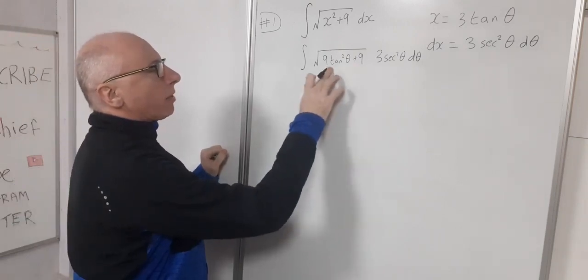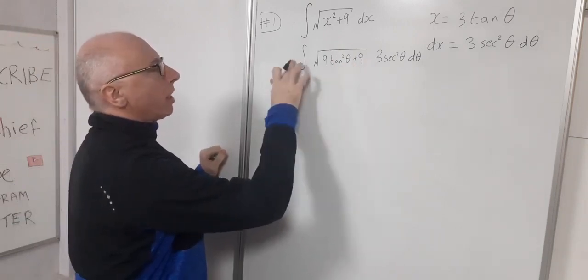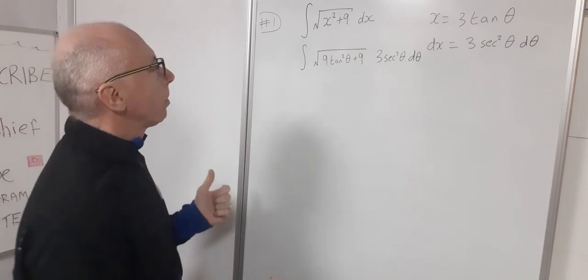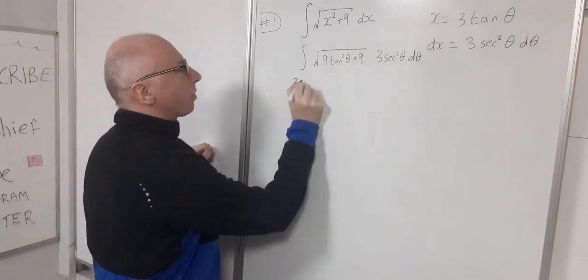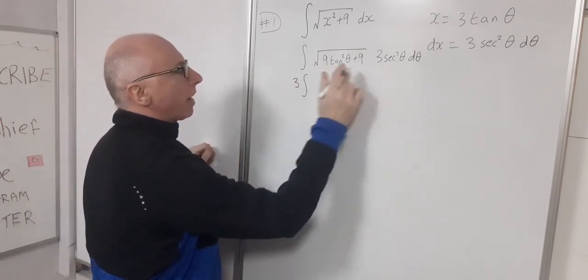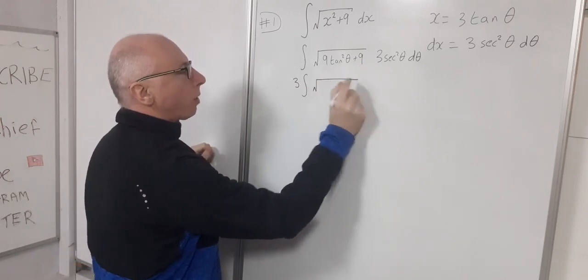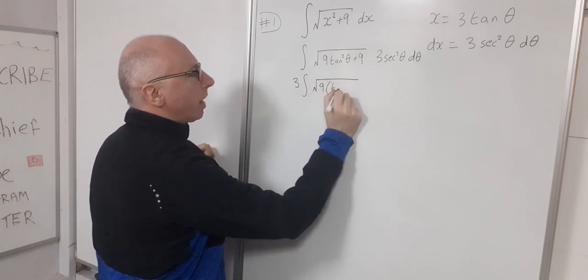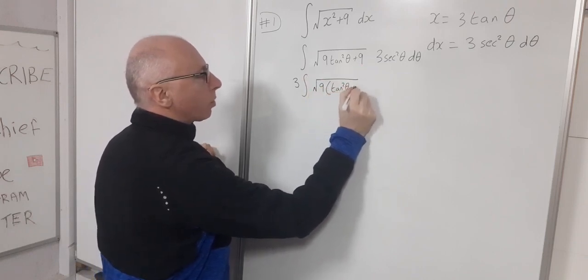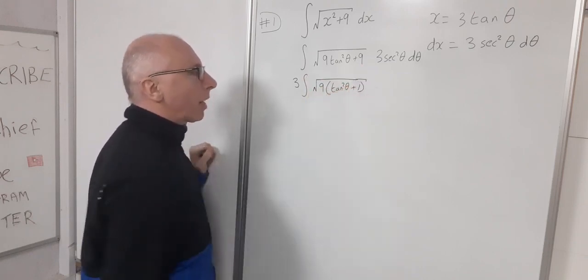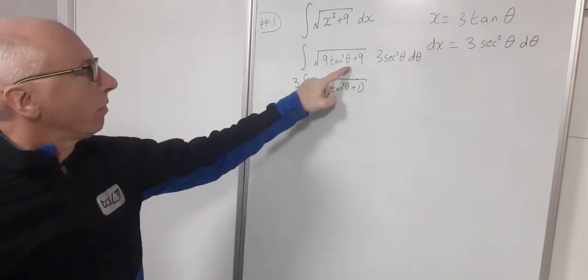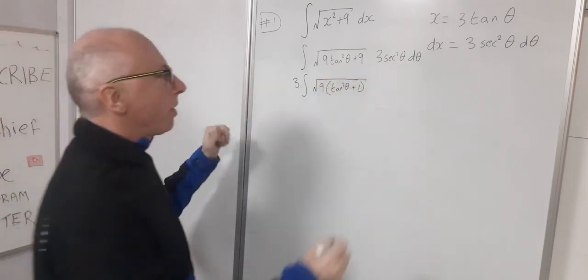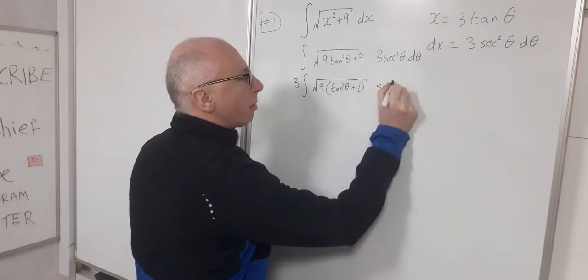So in this I can factor out a 9, and I can bring the 3 out to the front. So that's what I'm going to do next. So 3, that's that 3 there. Inside my square root I can factor out a 9. So I've got 9, and then I'll have tangent squared theta plus 1 inside my bracket. So that will be the equivalent for that. And I've still got secant squared theta sitting at the back here.